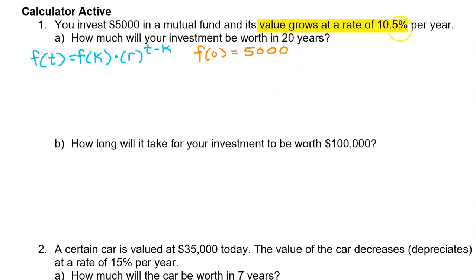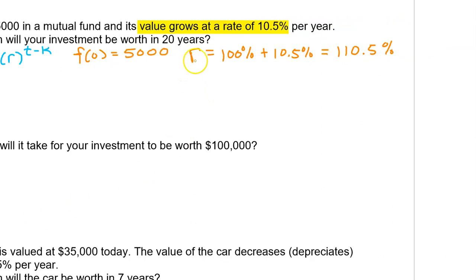We can use this statement to find the common ratio r. If the value grows at a rate of 10.5% per year, we start with r equals 100%, and then we add the 10.5%. If the value was decreasing, we would subtract. So r is 110.5%. We need to convert this to a decimal before we put it into the formula. As a decimal, this is 1.105. Just move the decimal 2 times to the left.